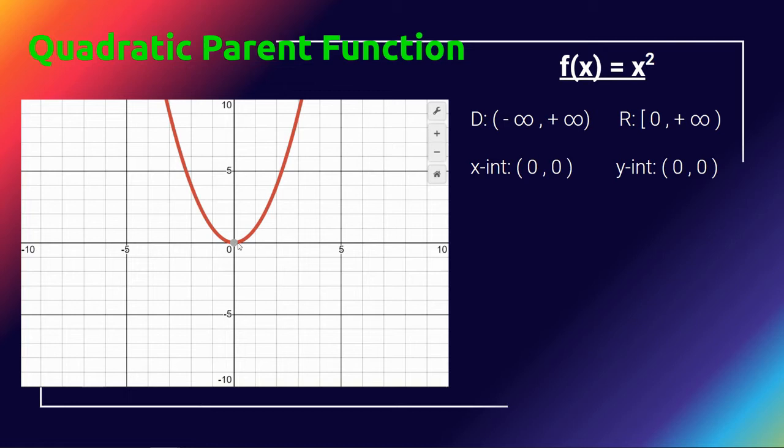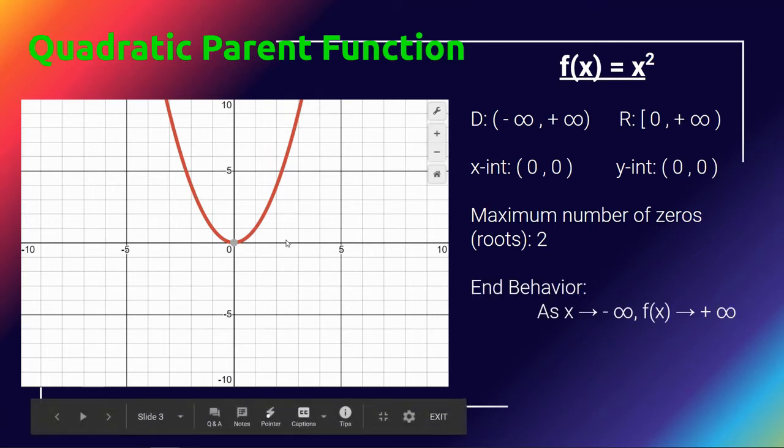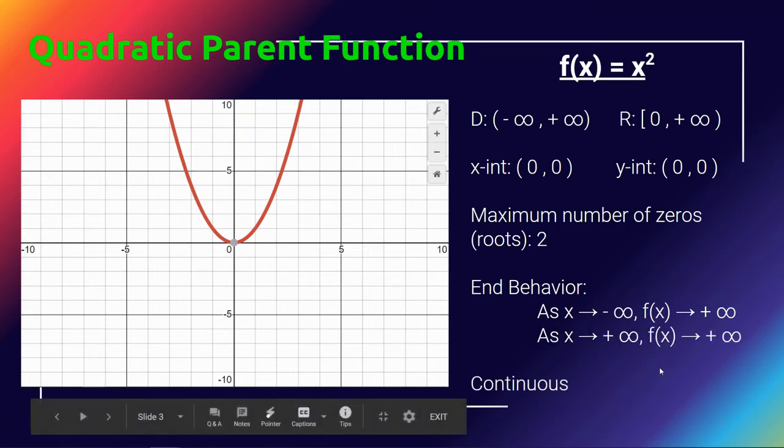We also call that the vertex or the inflection point. Vertex is the main word we use for quadratics. Maximum number of zeros is 2. That means if we move this quadratic equation down by even one little notch, it will touch the x-axis at max 2 places. And behavior is as x goes to negative infinity, the y goes to positive infinity. As x goes to positive infinity, y goes to positive infinity. And it is a continuous graph.